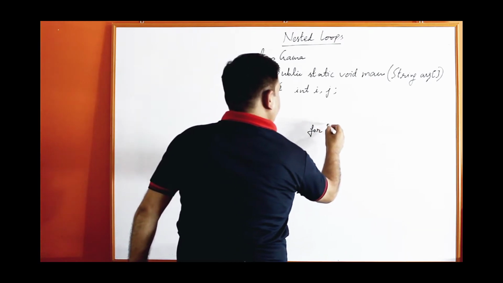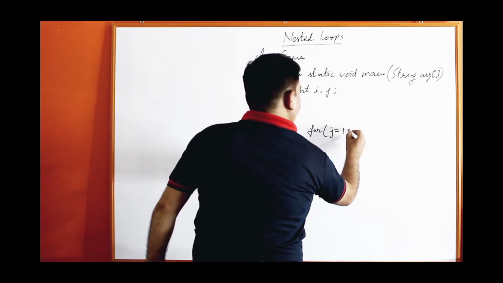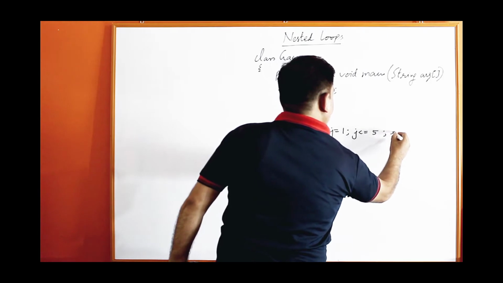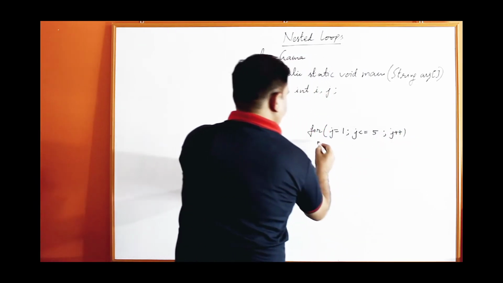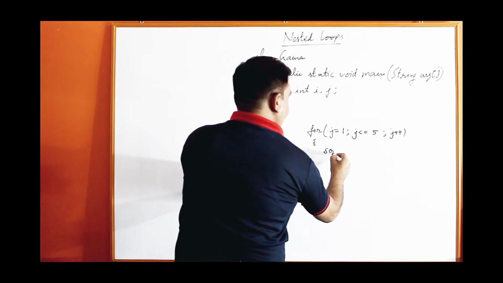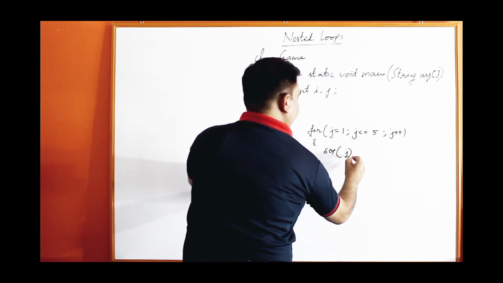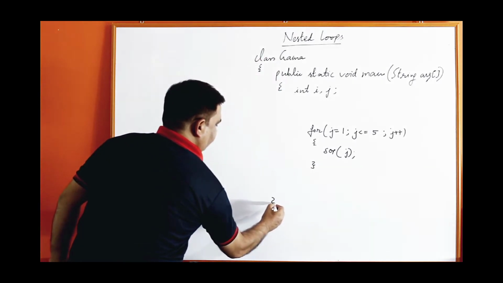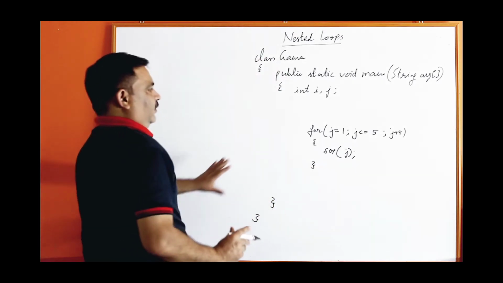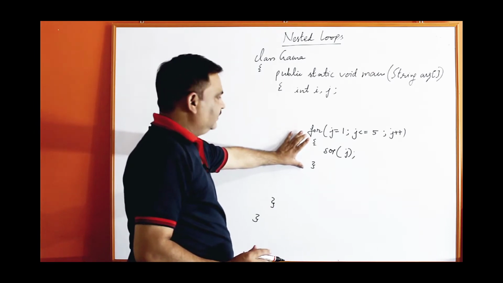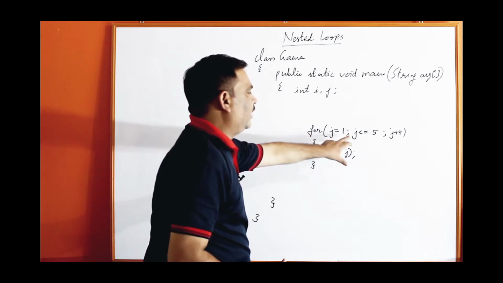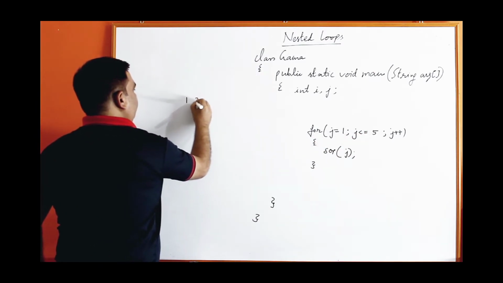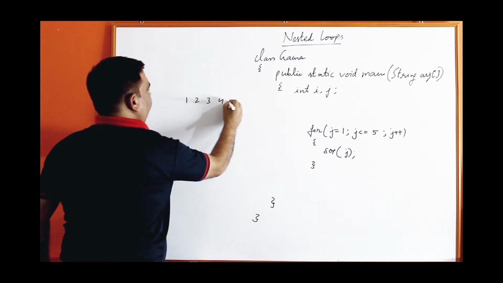for j equal to 1, j is less than or equal to 5, j plus plus. System dot out dot print, not println, I am writing print here. So closing the main function and then the class. A very simple program, a simple loop. It will print simple counting from 1 to 5, so it will print 1, 2, 3, 4, 5 in the same line.